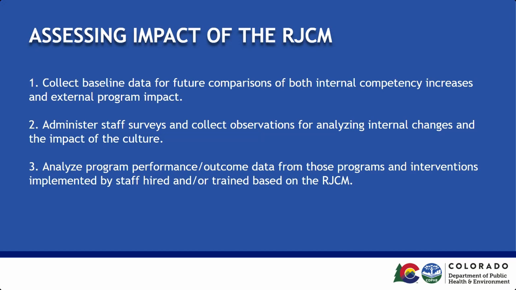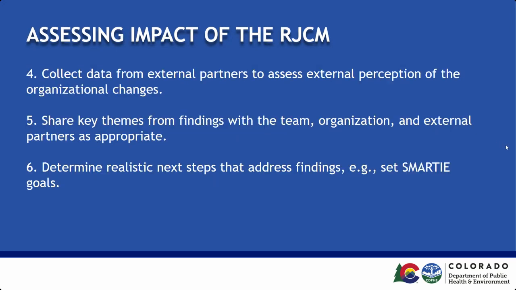3, you'll analyze program performance and outcome data from those programs and interventions implemented by staff hired and/or trained based on the racial justice competency model. 4, you'll collect data from external partners to assess external perception of the organizational changes. 5, you'll share key themes from findings with the team, organization, and external partners as appropriate. And 6, you'll determine realistic next steps that address findings. For example, you can set SMARTIE goals.